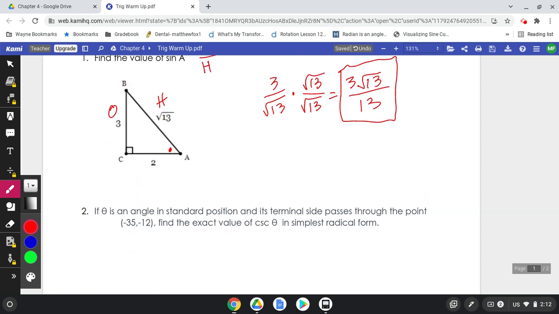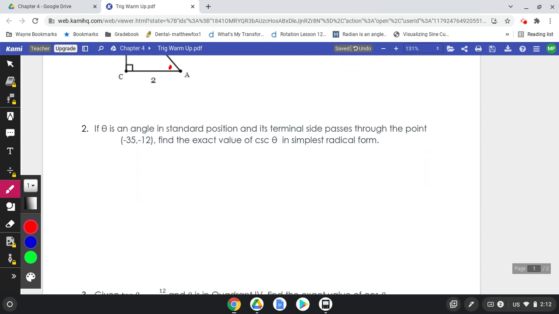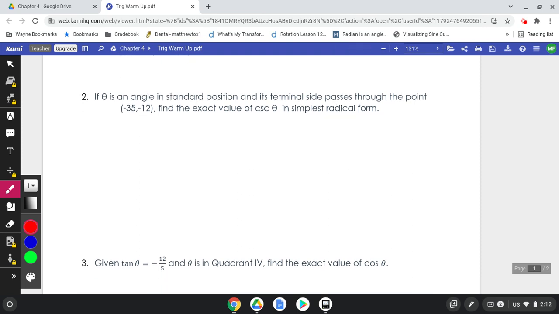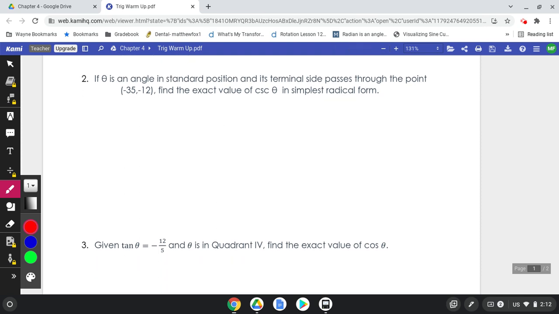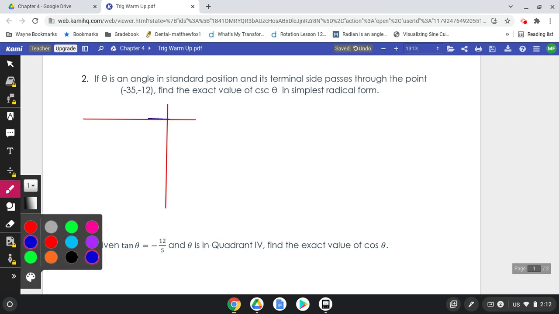So 3 square root of 13 over 13. All right. Question 2. If theta is an angle in standard position and its terminal side passes through the point -35, -12, find the exact value of cosecant theta in simplest radical form. Okay, so we start off, if we have our coordinates, -35, -12 is going to be left 35 down 12. So -35 goes there, -12 goes there. The theta is always right by the origin, so it'll be there.